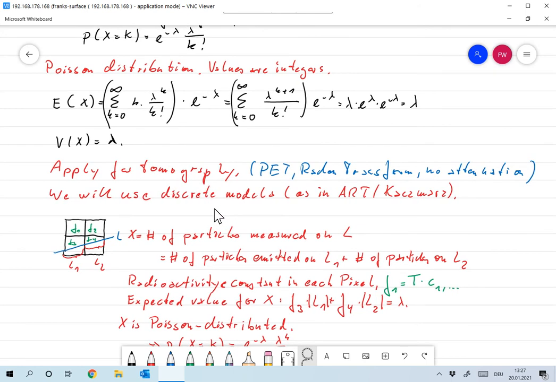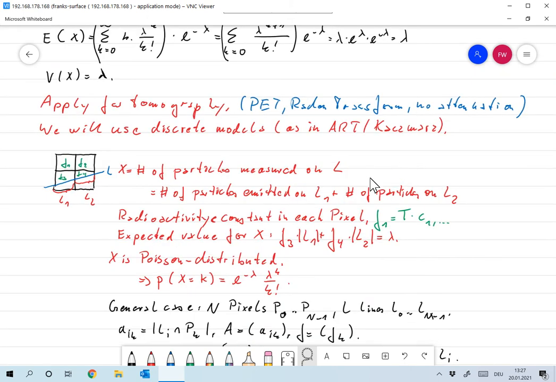Now that's more or less exactly what we are viewing in emission tomography. So let's now apply that. And our model, as I said, will be PET. I will assume that we have the pure radon transform, no attenuation, and as we saw, that's really the case for PET. We can just take that factor out. Now in this chapter we will use discrete models rather than analytic models, as we already did in ART and Kaczmarz.